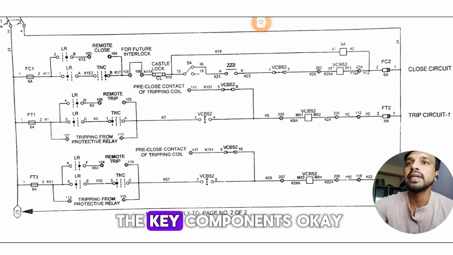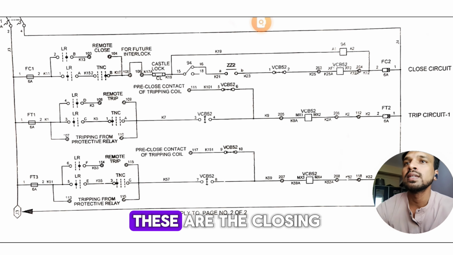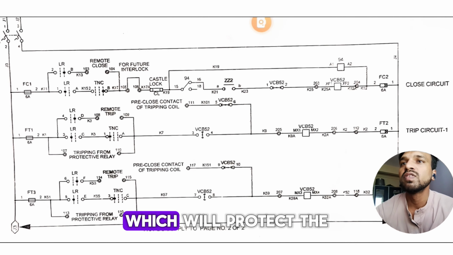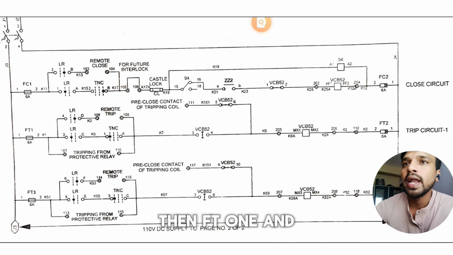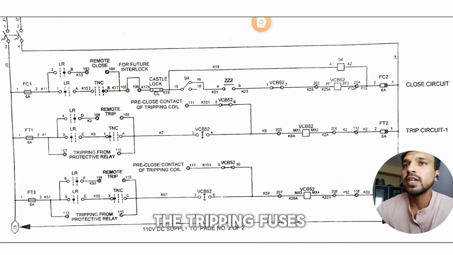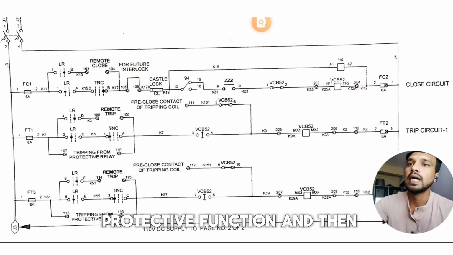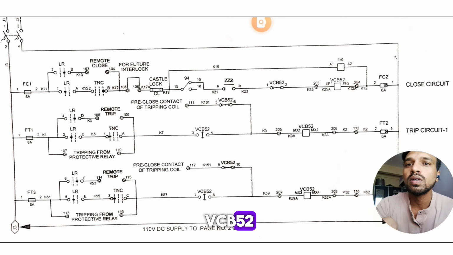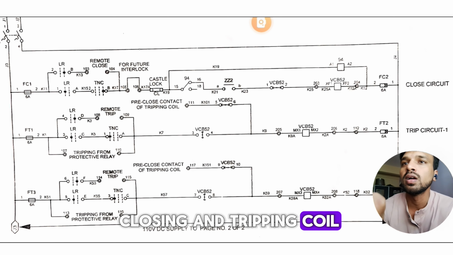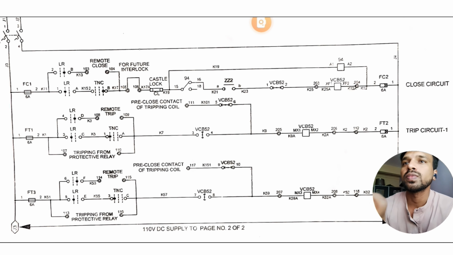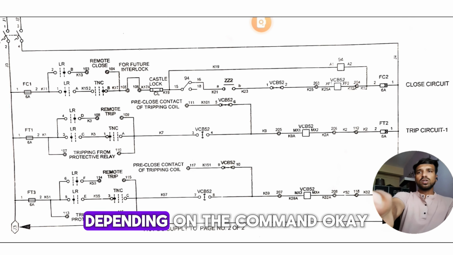Now we will see the key components. The FC1 and FC2, these are the closing circuit fuses which will protect the circuit against overcurrent. Then FT1 and FT2, these are the tripping fuses. They will perform a similar protective function. And then VCP52, we have seen that those are the coils, closing and tripping coil. They are responsible for both closing and tripping the breaker depending on the command.